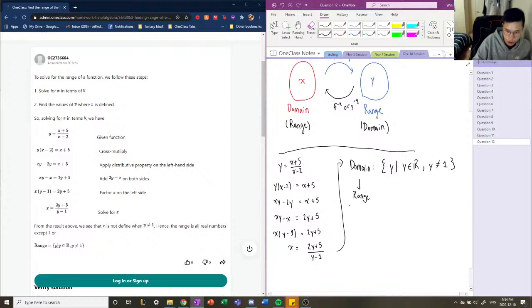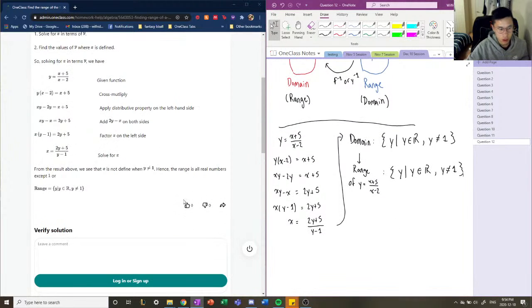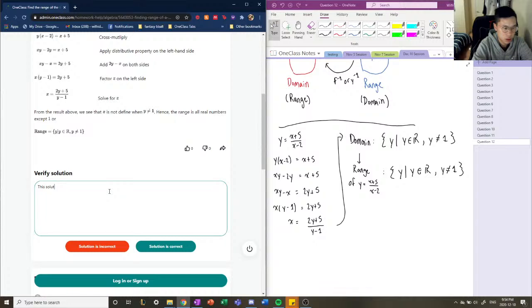The range of y equals x plus 5 over x minus 2 is y such that y belongs to all real numbers except y cannot equal 1. Okay, so that's the range. So the solution is correct. Good work. Cool.